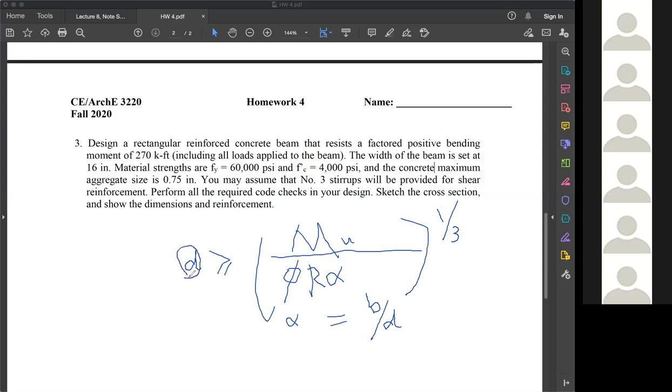All right. And after you get d, after you get a section, go back and do the analysis of the singly reinforced section. Okay. All right. So this is the homework. Any questions on this? Anything? Are we good on the homework?